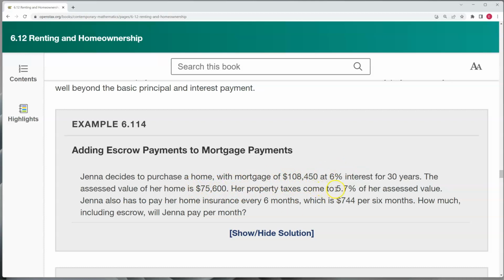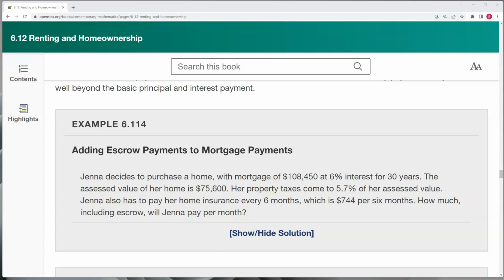Her property taxes are 5.7% of the assessed value. So that's basically her taxes. And she has to pay homeowners insurance every 6 months, which is $744 every 6 months. So how much, including escrow, will she pay per month?